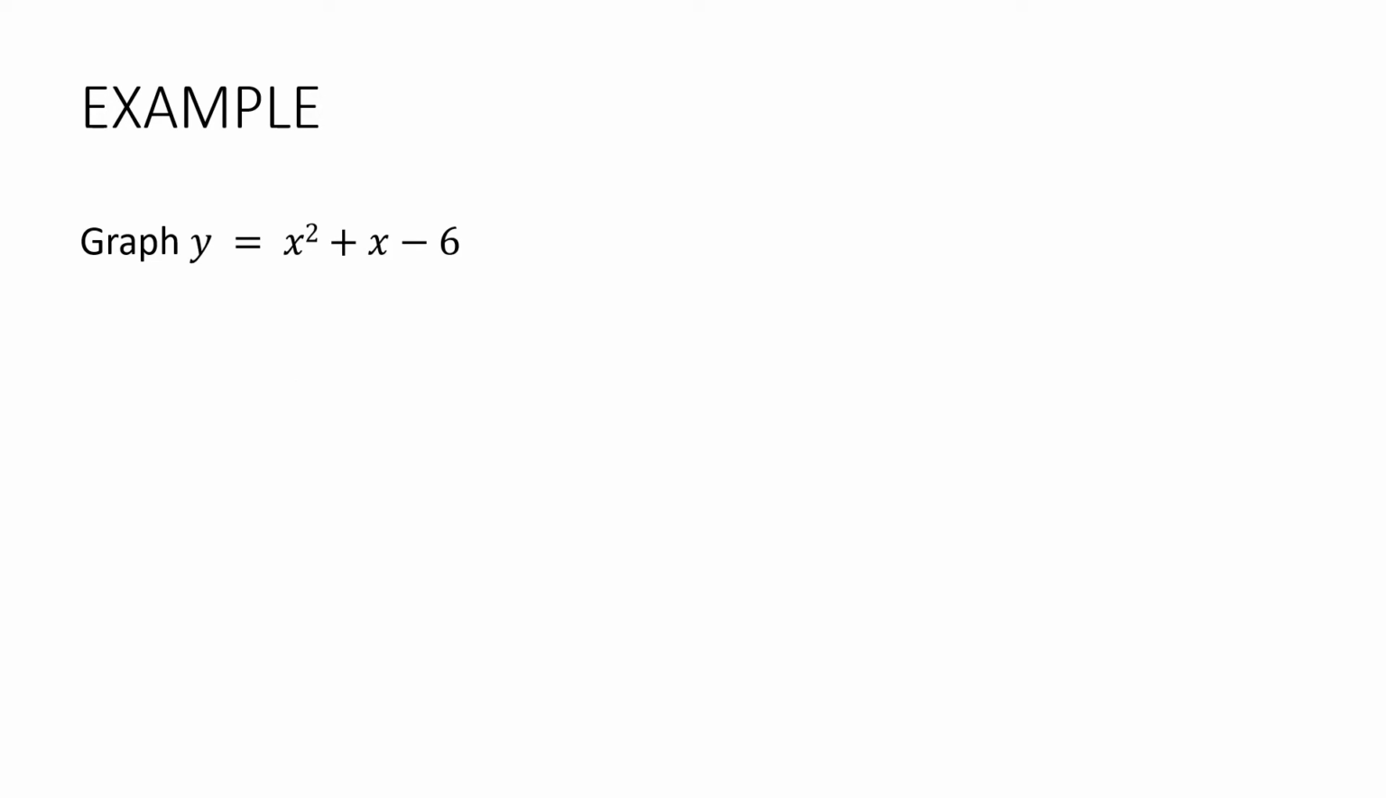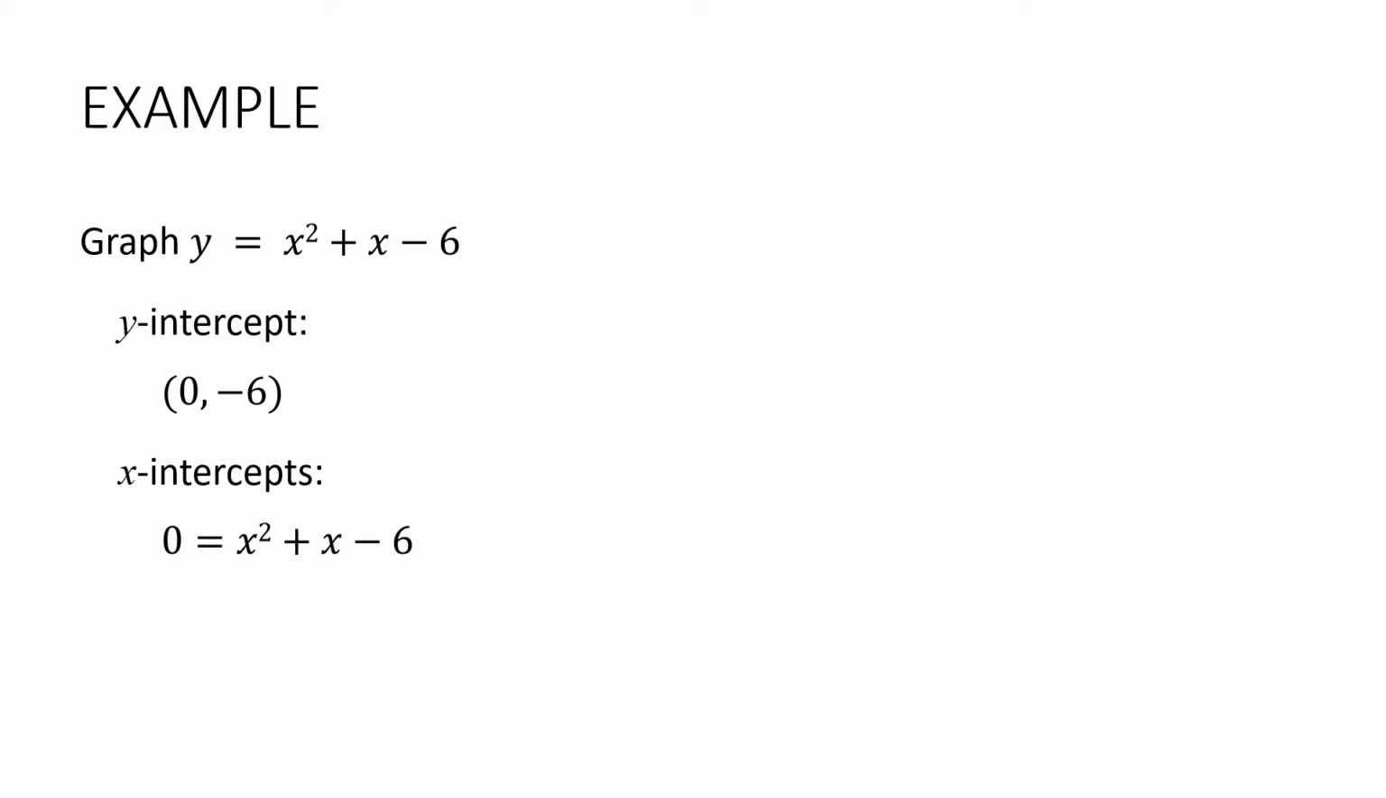Let's have a go at graphing y equals x squared plus x take away 6. We'll start with the y-intercept. So we substitute in x is 0, and y is equal to negative 6. The y-intercept is (0, -6). Now let's do the x-intercepts. We substitute y is equal to 0: 0 equals x squared plus x take away 6.